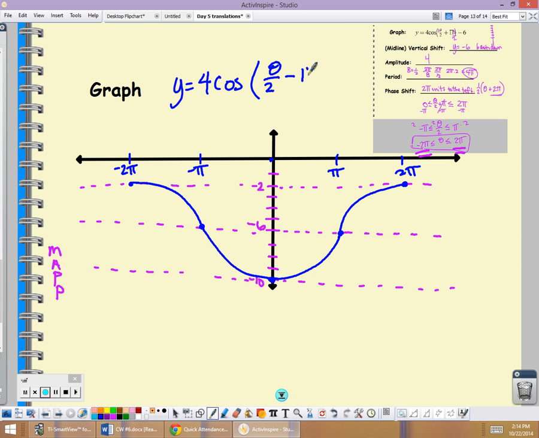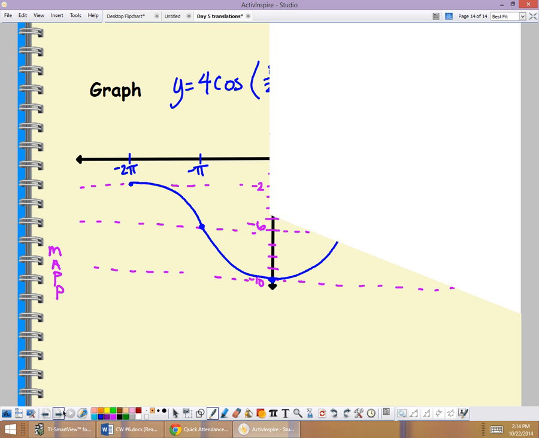So that would be the graph of y equals 4 cosine of theta over 2 minus pi, minus 6. Alright, so we've got 4 different things happening there. We had a vertical shift, horizontal shift, actually a stretch, horizontal stretch, and a vertical stretch. Alright. And that is it.